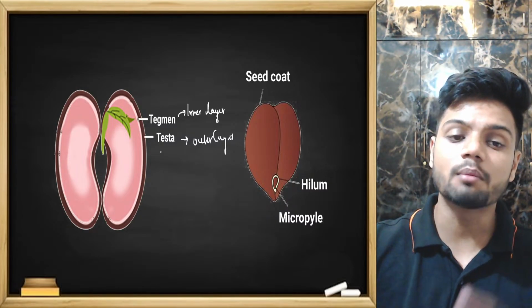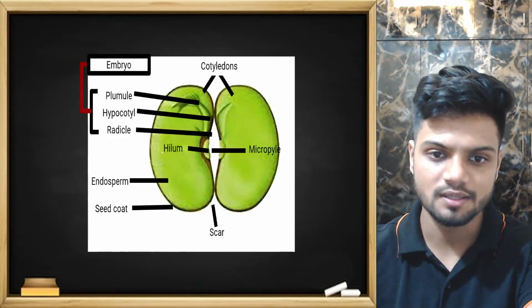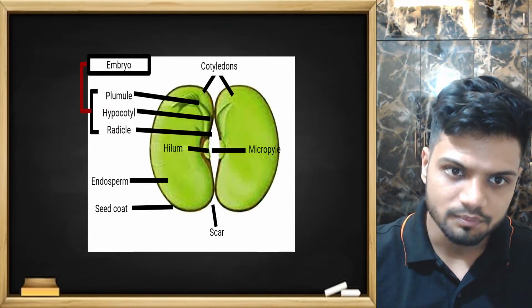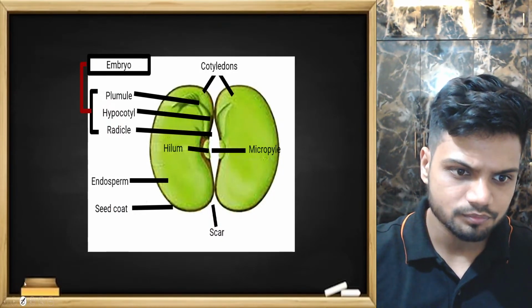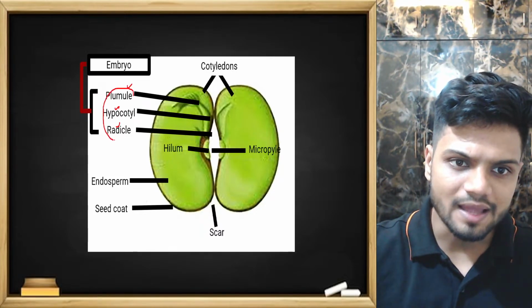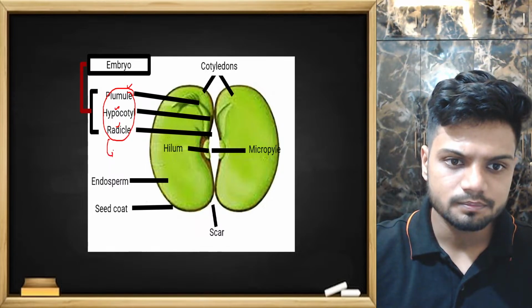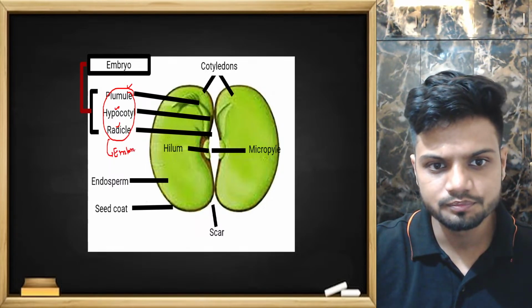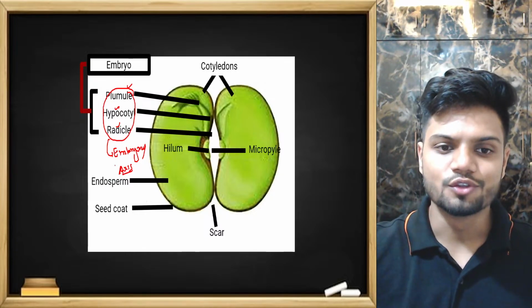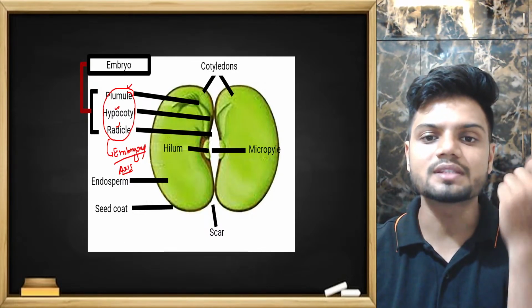And we have something called the embryonal axis. Now, what is the embryonal axis? Can you see here? This part in the middle, which is made up of the plumule, hypocotyl, and radicle. This entire thing is called the embryonal axis. So we have the embryonal axis and the seed coat.